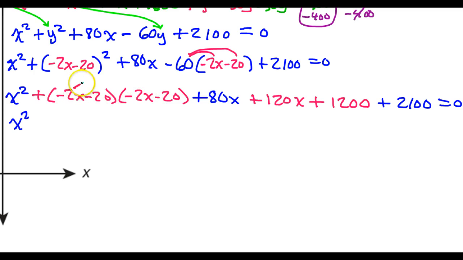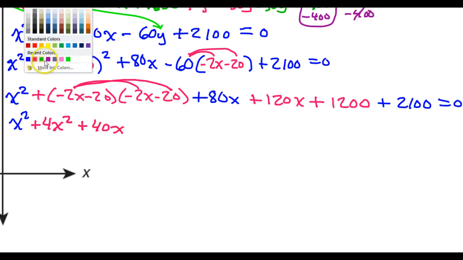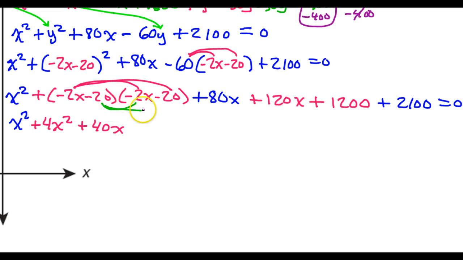So I'm going to take my negative 2x and distribute. Negative 2x times negative 2x is positive 4x squared. Negative 2x times negative 20 is positive 40x. Now I'm going to distribute the negative 20. Negative 20 times negative 2x is again positive 40x. Negative 20 times negative 20 is positive 400.